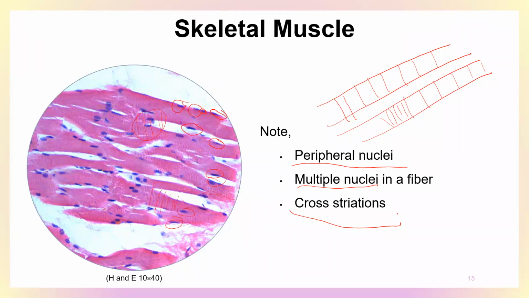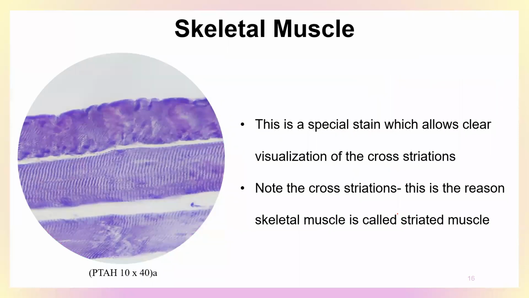So if you're given a slide of this, and you're asked to identify the tissue, you say skeletal muscle. If you're asked why, you say it is a cylindrical shaped cell, unbranched, and there are peripheral nuclei, and the cell is striated. There are cross striations, right? So peripheral multiple nuclei, cross striations, and unbranched cell tells you that it is a skeletal muscle, okay?